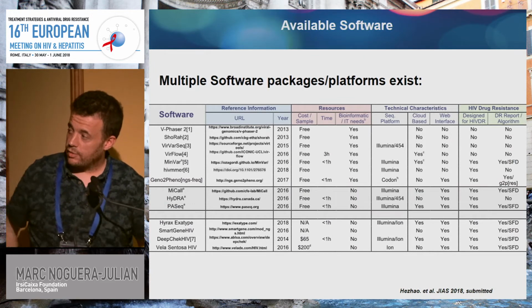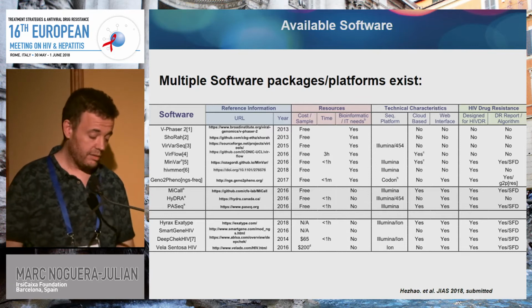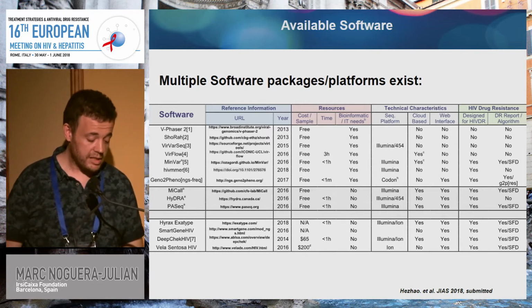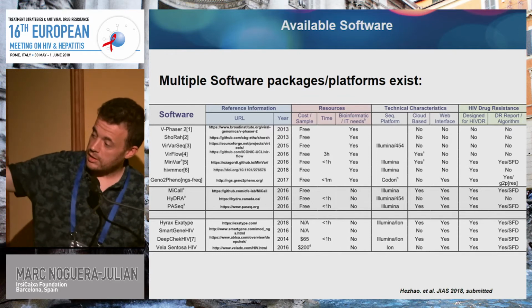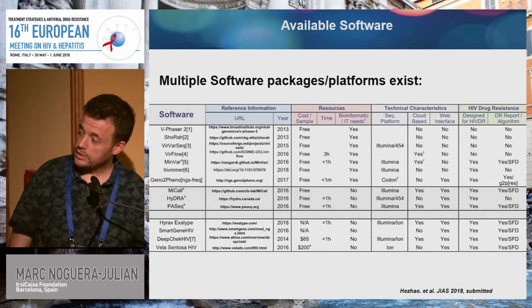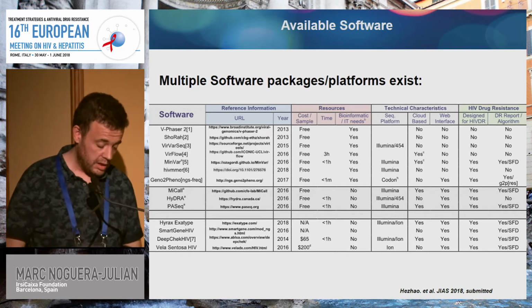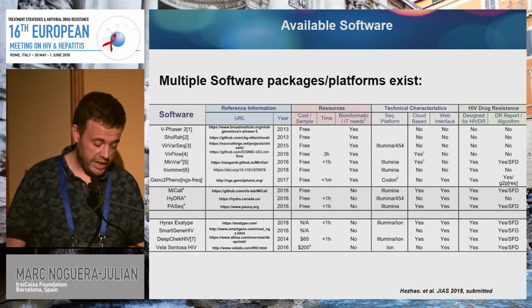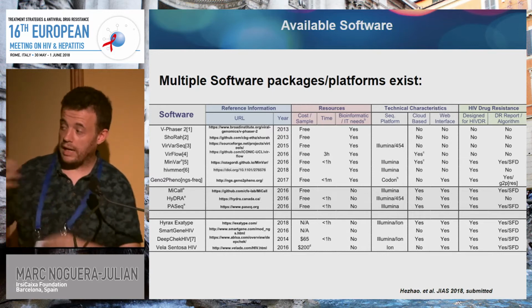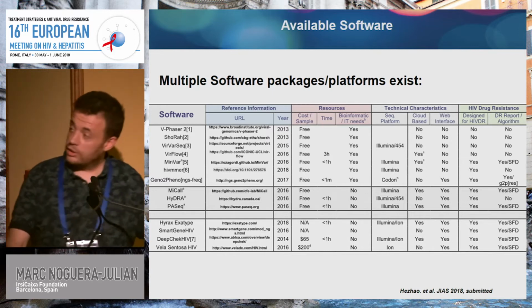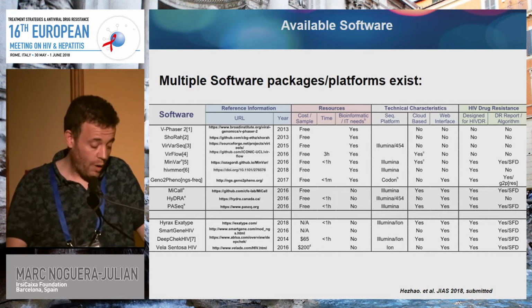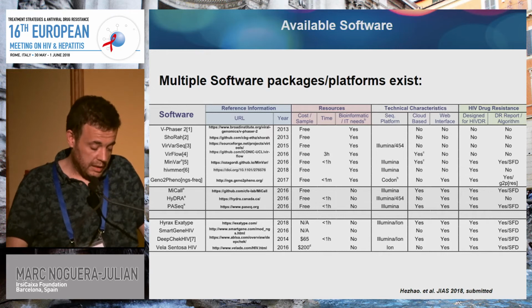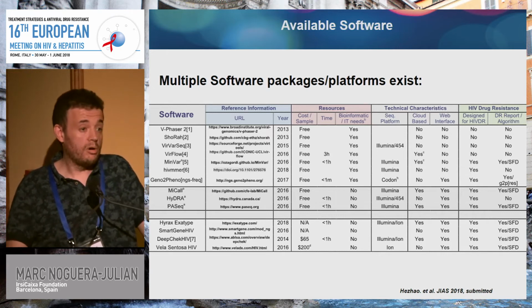So, this is a list of software that is available for NGS data analysis for HIV specifically. Some of them are commercial. The part on the bottom, these are commercial tools. We have there SmartGene, DeepCheck, and also the Vela Sentosa, which is the full pack, not only bioinformatics. And on the top, we have all these tools that have been available, some of them for a while, and either they need some or a lot of bioinformatics.